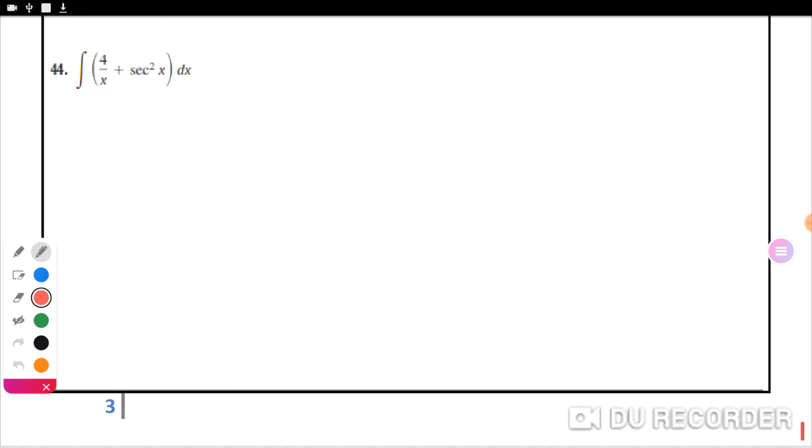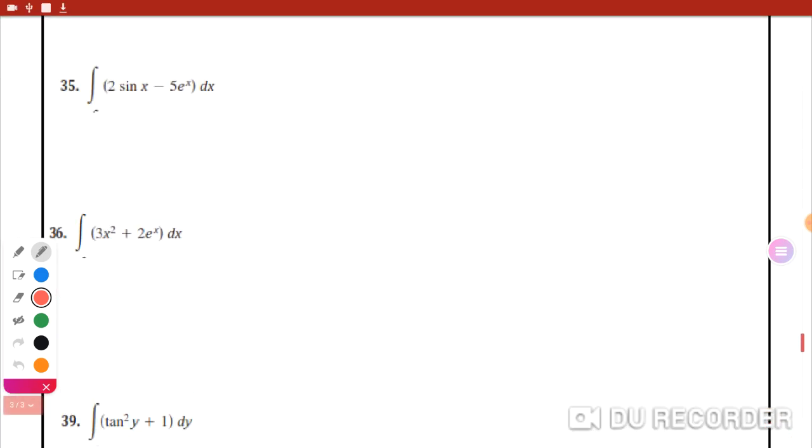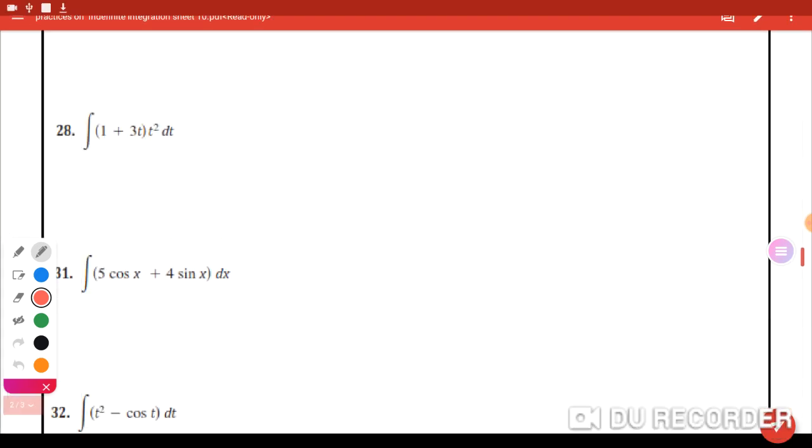Do we have more exercises? No, we finished all of the exercises. I think we finished all of the sheet.